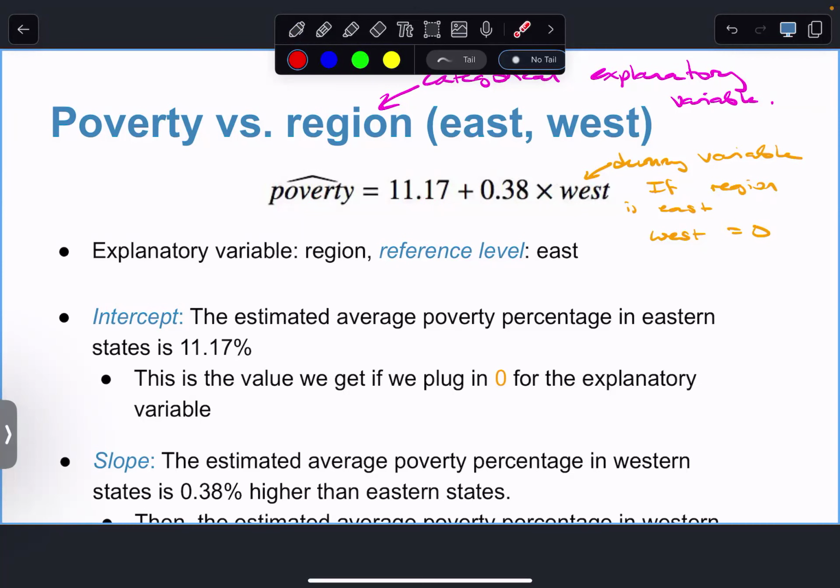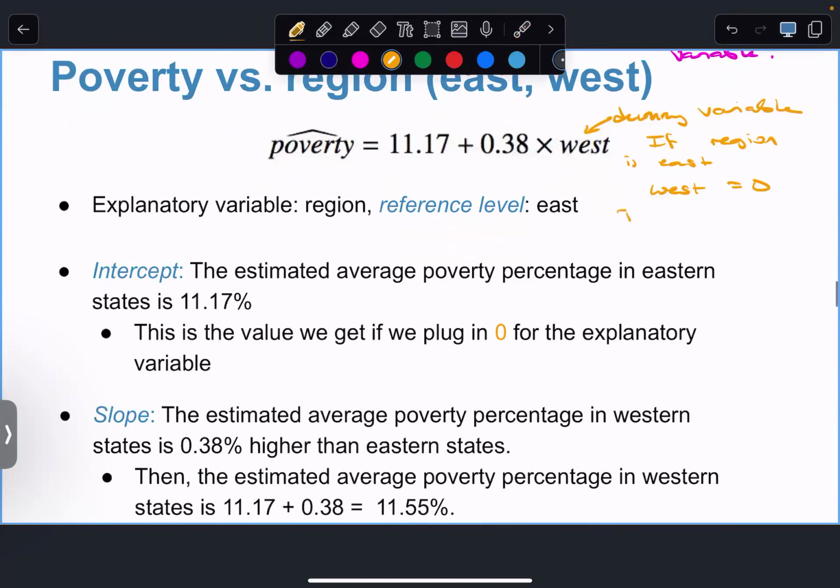If the region is west, then west is going to be 1. We turn it on, right? If the west is on, then of course the east is off. It can only be one of the two. So then the predicted poverty for a western state is 11.17 plus 0.38 times 1. Right? The math is easier, it's either on or off, but a little bit tricky from where we're coming from.